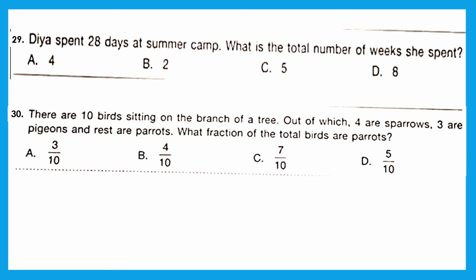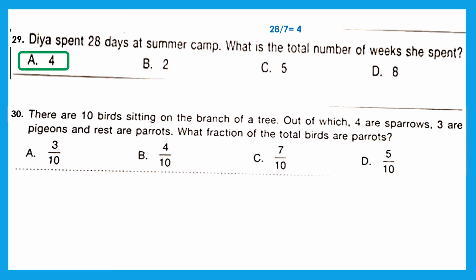Question 29. Dia spent 28 days at summer camp. What is the total number of weeks she spent? So in a week, how many number of days are there? 7, right? So if we divide 28 days by 7, we'll understand the number of weeks. So that is 4. The right answer over here is option A, 4.